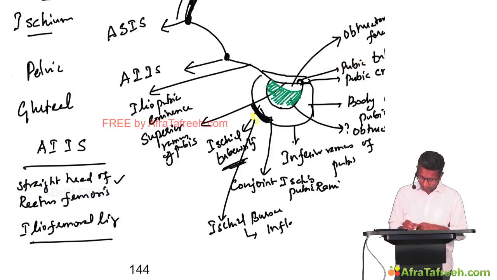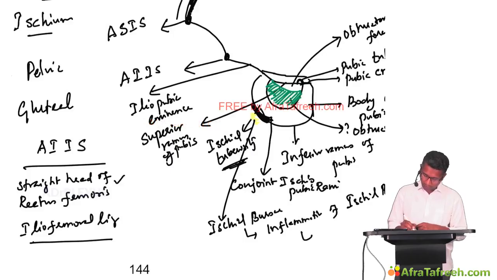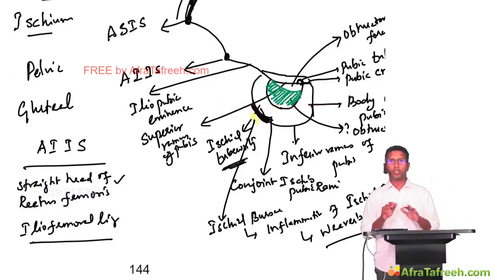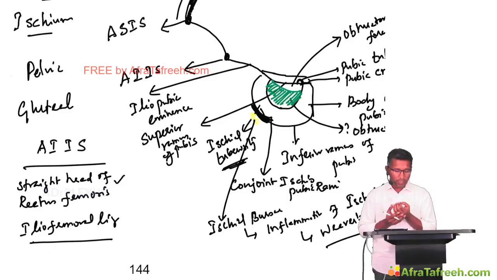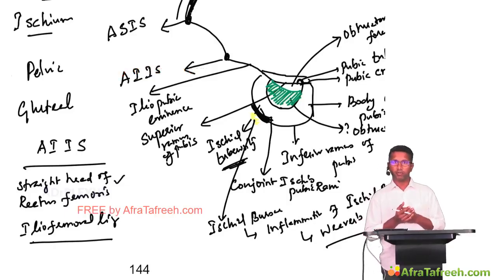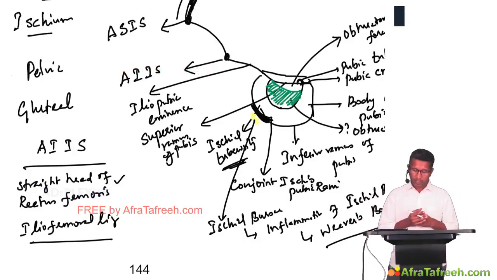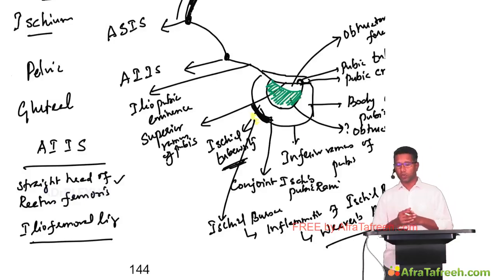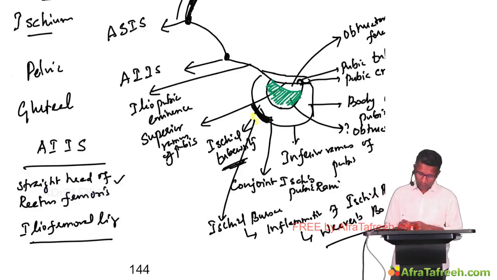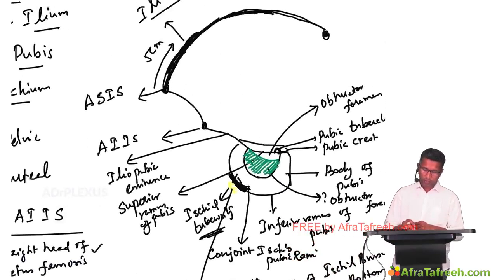Inflammation of the ischial bursa results in ischial bursitis, which is called Weaver's bottom. You know weavers, they sit for a very long time and do their work. When you sit for a longer time on a hard couch, this ischial bursa can get inflamed, and the inflammation can result in a condition called ischial bursitis, which is called Weaver's bottom. Yes guys, it is called Weaver's bottom. Fine. So this is the importance of the ischium.